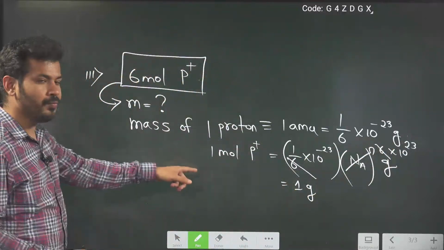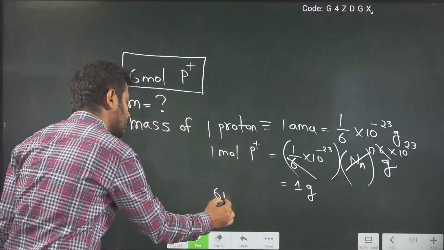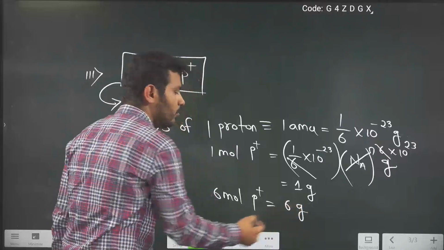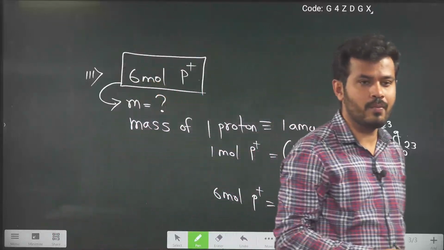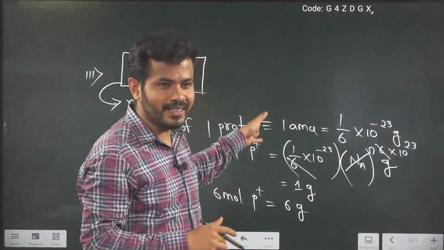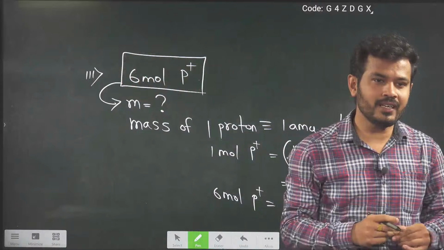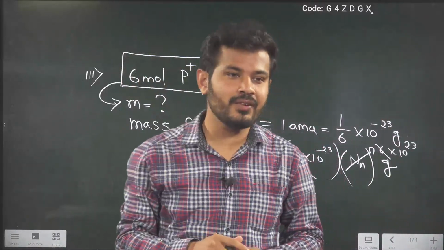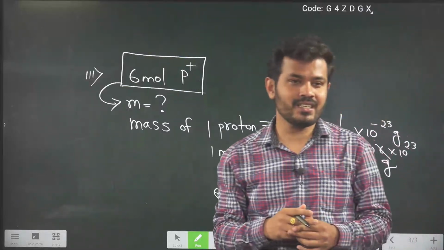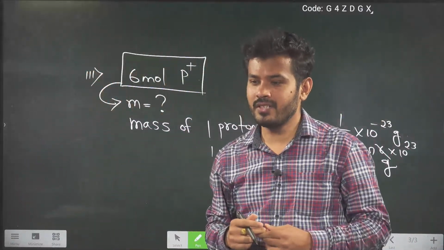If 1 mole of proton is 1 gram, then we have 6 moles of protons with us. So 6 moles of protons will be how much now? 6 gram. 1 mole proton 1 gram, 6 mole proton 6 gram. Right? Without doing all these things, we can simply say 1.67 into 10 to the power of minus 27 kg, but we have answered in terms of grams.